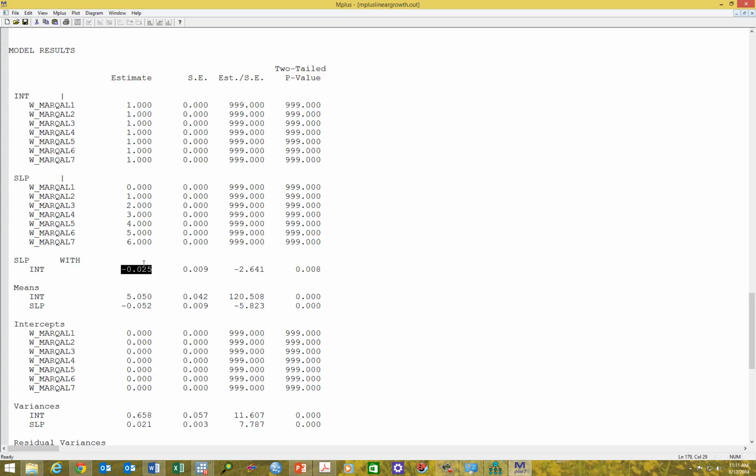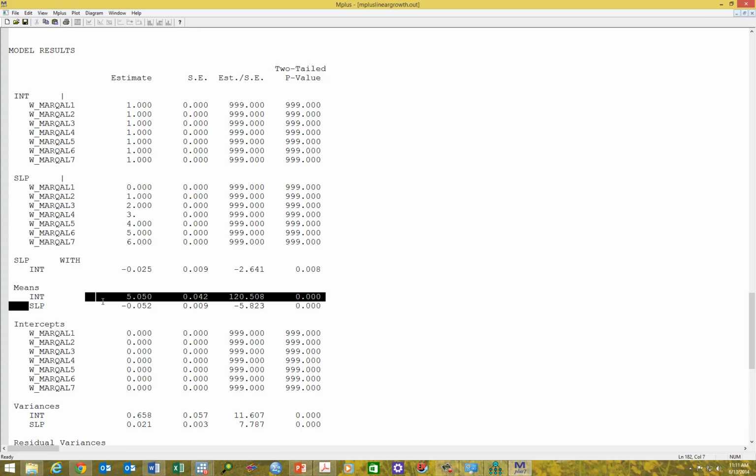And you might have some hypotheses on why that is. Now here we get to what's really pretty interesting, and that's the means of the intercept and the slope. Now again, the intercept is the value when the slope is 0. So you can see here our slope is 0 at marital quality 1. And therefore, this mean represents the average marital quality at wave 1, which is 5.05. And that's significantly different from 0, as we can see here.